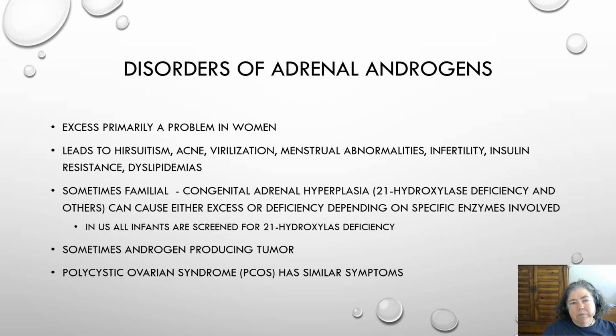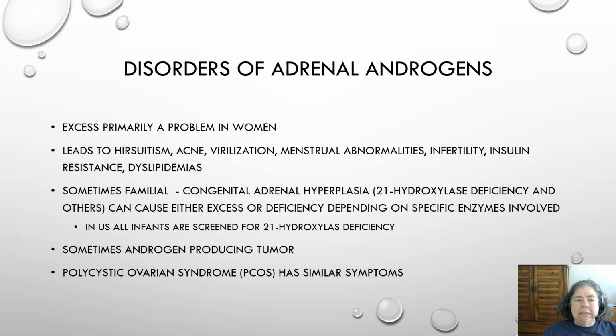When there are problems with adrenal androgen production, particularly excessive adrenal androgen production, and this is primarily a problem in women, they get hairy. Hirsutism is one symptom, worsening acne, virilization, so even changes in the external genitalia, menstrual abnormalities, certainly infertility, and then insulin resistance that can lead to diabetes, dyslipidemias that can lead to atherosclerosis. There are also some inherited disorders of adrenal androgens.